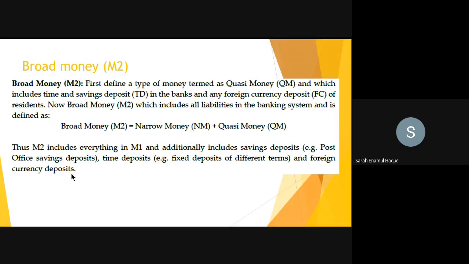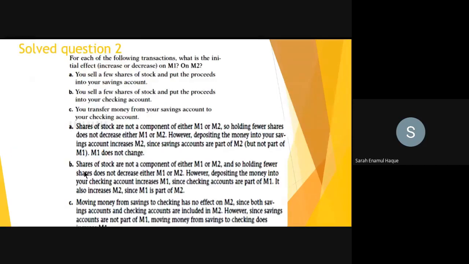Broad money. So broad money, again we spoke about this, it is narrow money, so M1, plus something they have mentioned, quasi money, but it's okay, you don't need to know the name quasi. It's basically all the time and savings deposits in the banks. We have spoken about this, and also the foreign currency deposits that are there, all those we add up and we'll have something called broad money. So M2 includes everything in M1 and additionally includes the savings deposits, time deposits and foreign currency deposits. Okay, so long term. So the long term deposits or long term accounts that people have, all of these fall under M2. We have done this, so let's go to this one.